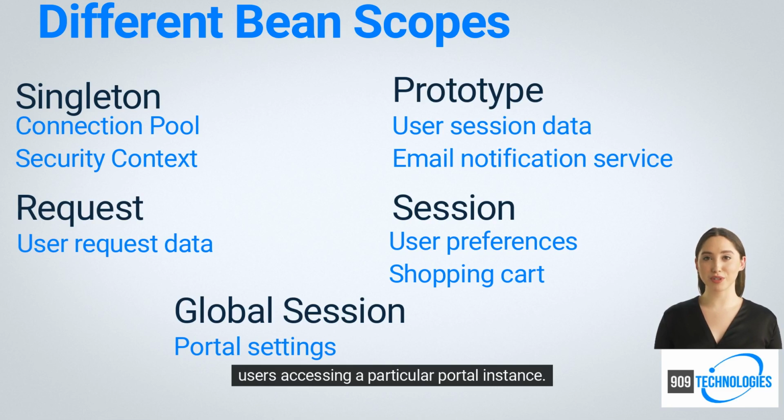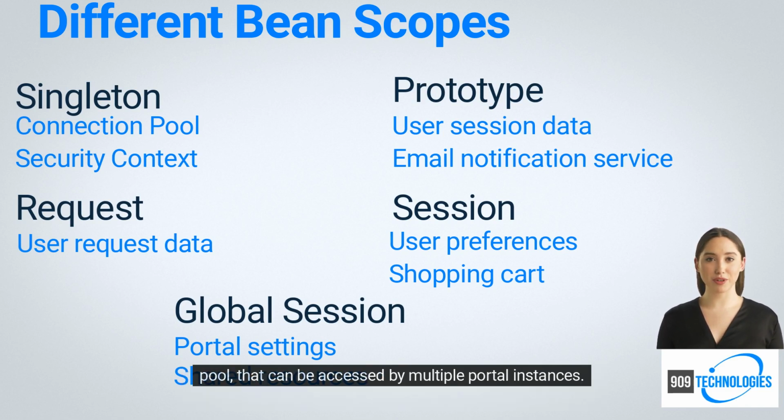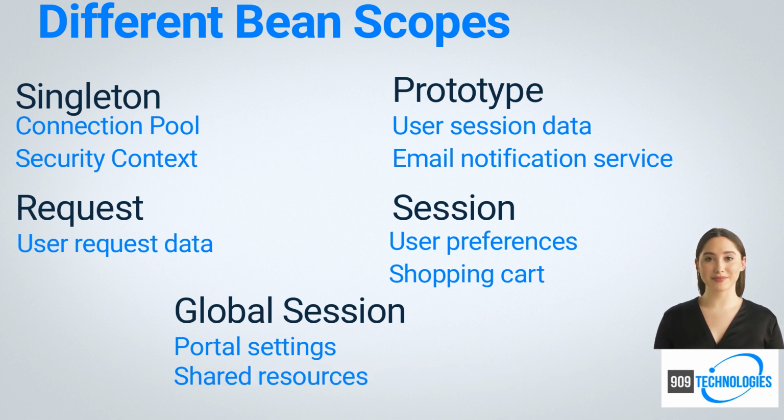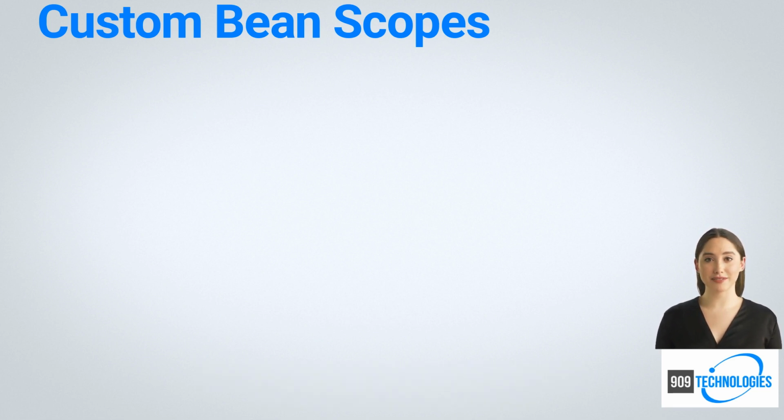accessing a particular portal instance. A global session-scoped bean can also be used to manage shared resources, such as a cache or database connection pool that can be accessed by multiple portal instances. While Spring provides 5 standard bean scopes, you can also create a custom bean scope. Let's see how we can do that.